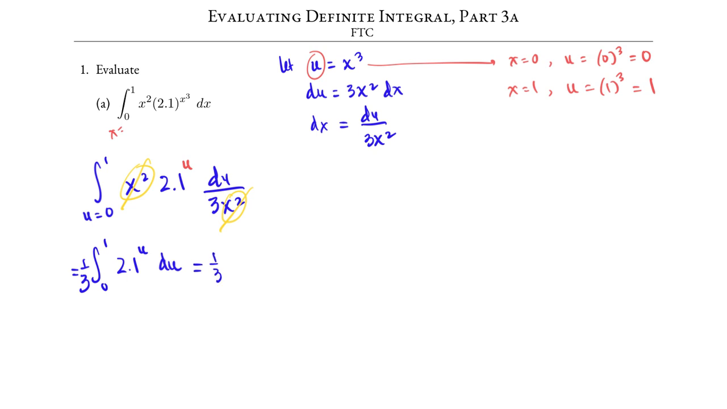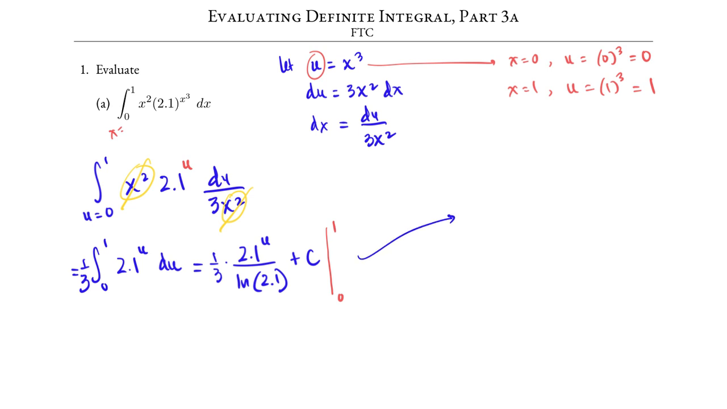The antiderivative of 2.1 to the u, which is an exponential a to the u, is a to the u over ln of a, where a is 2.1, the base, plus c. We know that c will cancel out, so we will not need to rewrite c. We then evaluate this from 0 to 1.